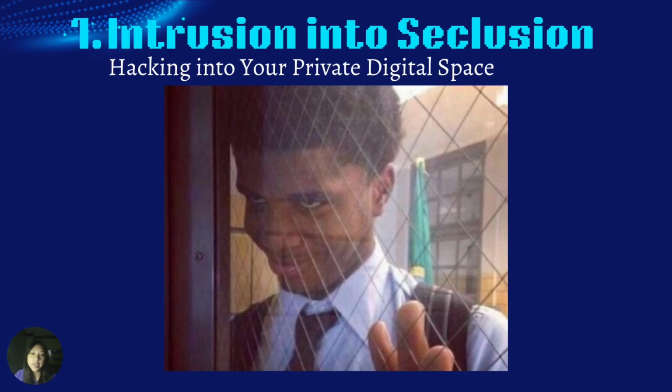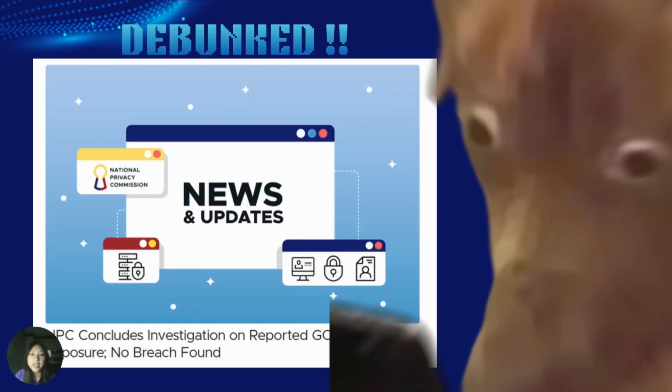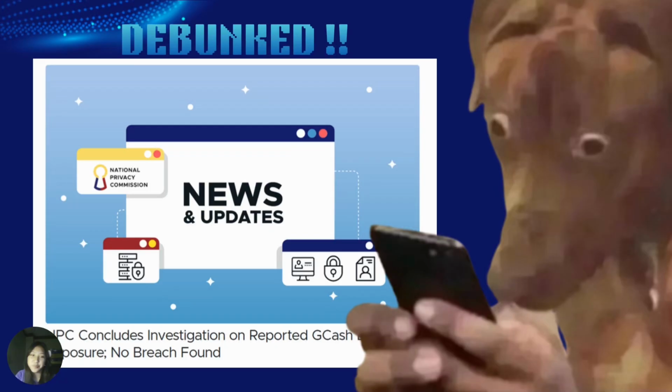First type is intrusion into seclusion. This happens when someone invades your private space, especially your digital space, without permission. A common example is hacking into personal accounts or devices. In the Philippines, there was a 2025 GCash Oversleep 8351 investigation. A hacker named Oversleep 8351 claimed they were selling the data of 8 million GCash users on the dark web for $25,000. Of course, everyone would be shocked. However, after a deep investigation by the NPC and CICC, they found that the GCash servers were never actually touched. So it was just a bluff. The lesson here is that not all threats are real, but privacy threats are always taken seriously.